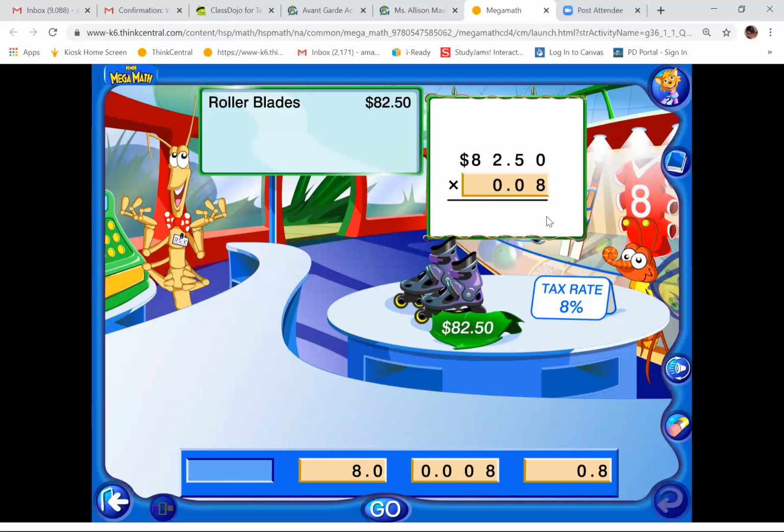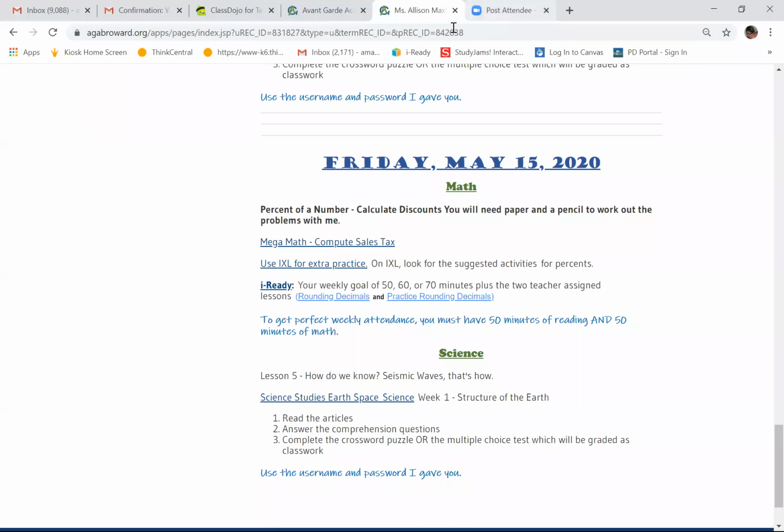And then if you want to know the final amount, like how much you have to pay to take those rollerblades home, you would have to add the total amount plus the tax. Awesome. So what I want you to do is go on to Mega Math and do some of those problems. There's not too many. I think it's somewhere like 8 or 9 problems. Use paper and pencil, please, and get those answers in. And then if you have time, go to IXL for some extra practice.